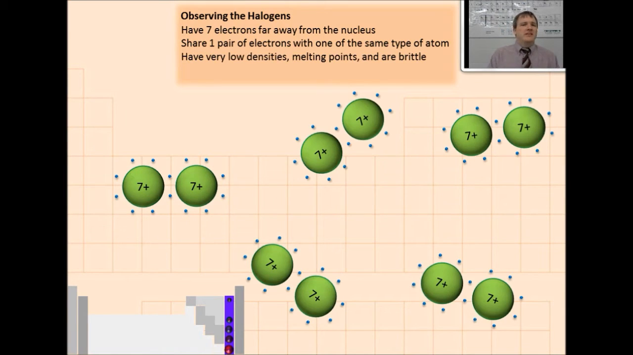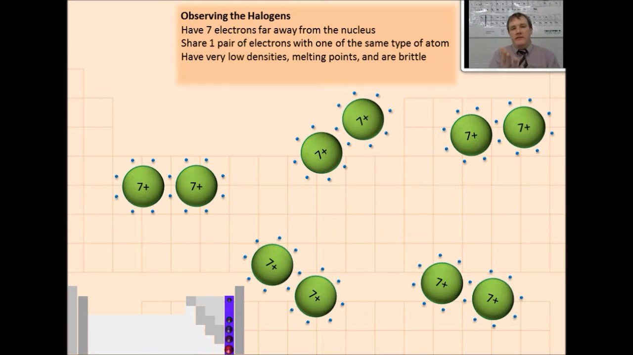Chlorine has some other properties that nonmetals typically have. All of the halogens typically have very low densities, low melting points, and they are brittle. They will shatter to a powder. The reason for that is because they form these molecules that are already stable in themselves. They don't need to bond to something else on the outside to make them stable. So each molecule is its own unit, and they don't really have any reason to connect with each other.